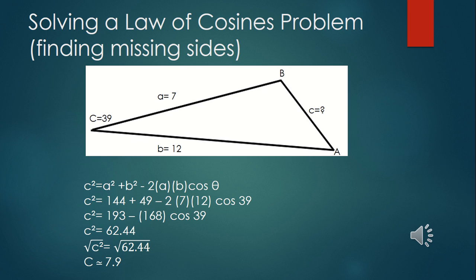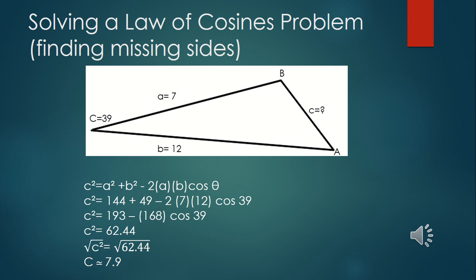So now we're just going to plug everything in. We have c squared, which we don't know yet. That equals 12 squared. I just went right and put 144 because that's 12 squared. And then plus 7 squared, which is 49. And then minus 2 times 7 times 12 times the cosine of 39.